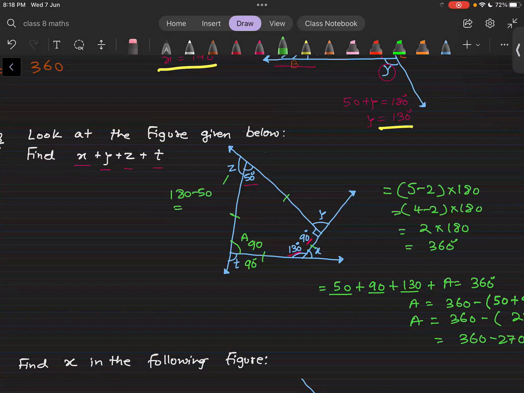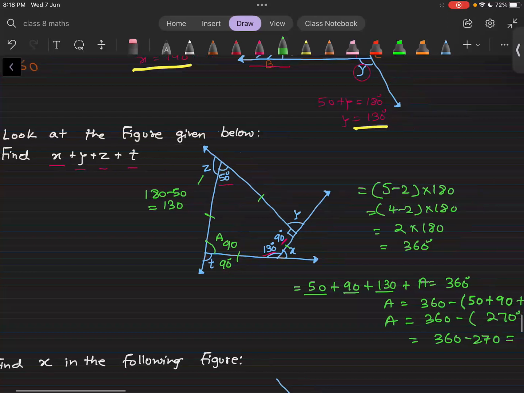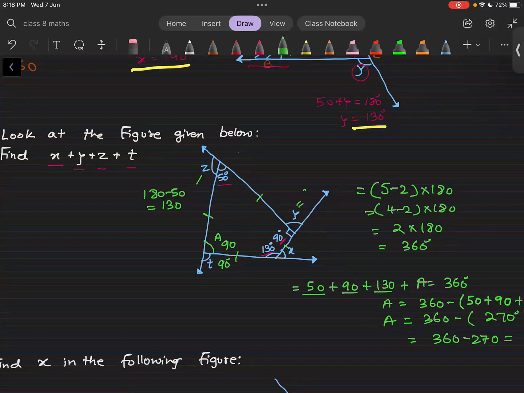Right, guys? Yes, sir. That is 130. And similarly, this Y here is going to be 180 minus 90, that is 90 degree. And this X here is 180 minus 130. That is 50 degree.